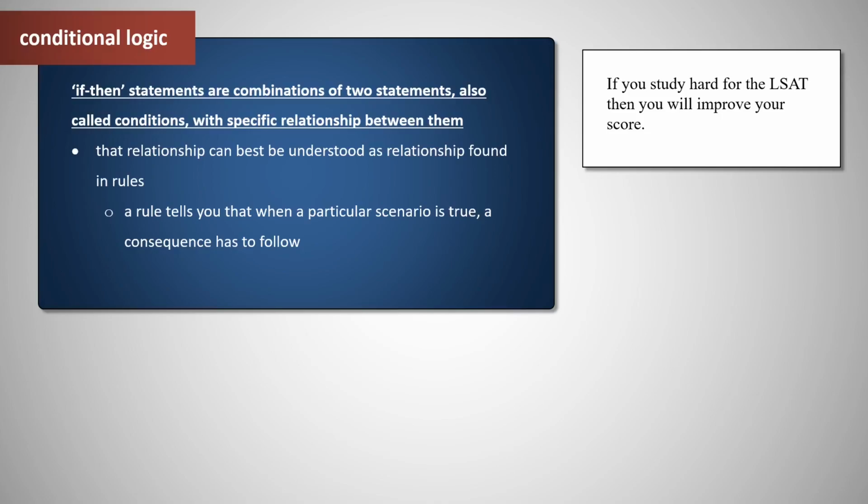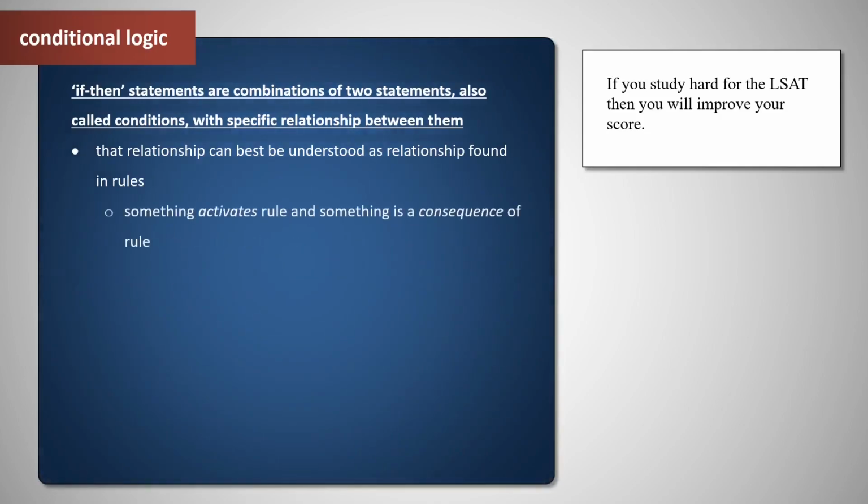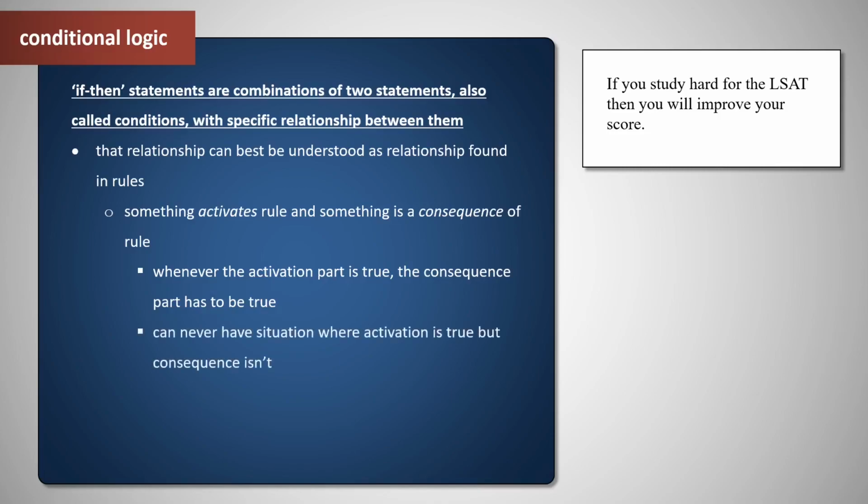So that's what I want you to keep in mind. Something activates a rule, and something is a consequence of a rule. That's another way of looking at it. If we look over on the right, studying hard is a rule: if you study hard, then you'll improve your score. Studying hard is what activates that rule, and the consequence of studying hard is that you will improve your score. Whenever the activation part is true, the consequence part has to be true. This is very important, so you want to keep that in mind. This is basically the relationship. There's the activation, there's the consequence. Whenever the activation is true, the consequence part has to be true. In other words, you can never have a situation where the activation is true, but the consequence isn't.